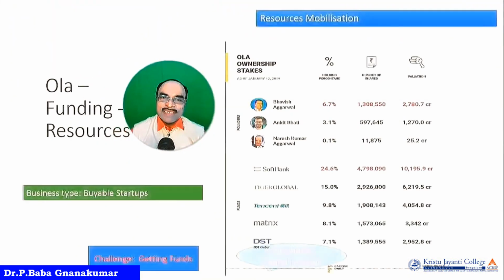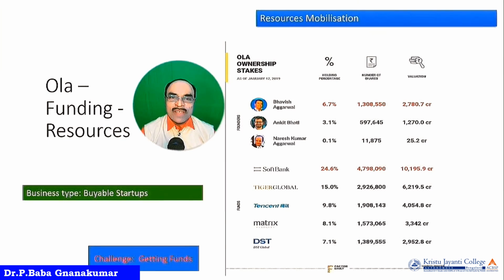Based upon his presentation, there were a number of venture capitalists. Of course, SoftBank was ready to provide 10,000 crore, followed by Tiger Global. Even some other organizations, DST Global, Matrix, and Tencent, were ready to provide funds. So Ola's ownership started its own idea. The idea went well, and he received the business fund.